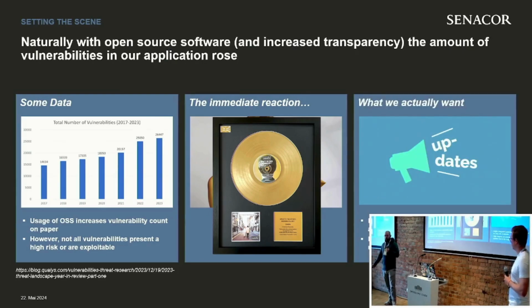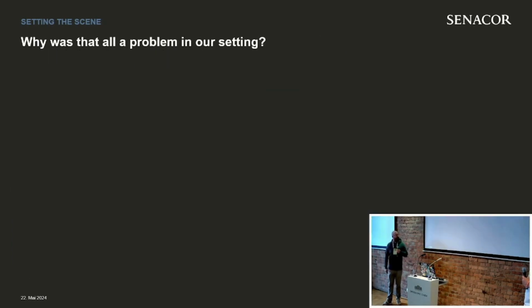So what do we actually want? We want frequent updates. We want our dependencies to be updated as soon as possible, to not only get new features, but also to get fixes to existing vulnerabilities. And all of this, of course, with a high degree of automation to reduce the churn on our engineers.